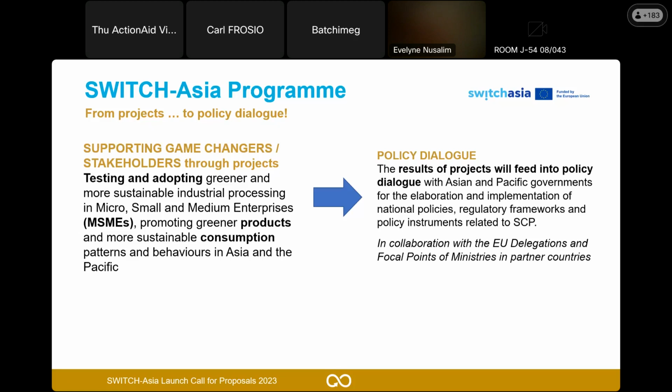It's really important that we test and can adopt greener and more sustainable industrial processing in MSMEs and promoting greener products and more sustainable consumption patterns and behaviors in Asia and the Pacific. And so this would then feed into the policy dialogue, and especially with the different governments in Asia and Pacific, for the elaboration and implementation of national policies, regulatory frameworks and policy instruments related to sustainable consumption and production. And this is while working with our various EU embassies, or delegations we call them, in Asia and Pacific countries, with the different focal points of the ministries in the partner countries.